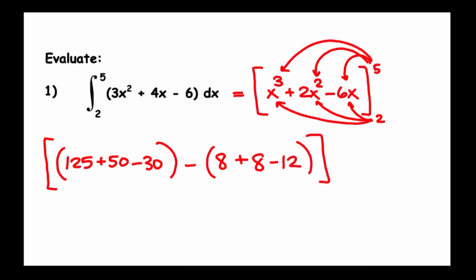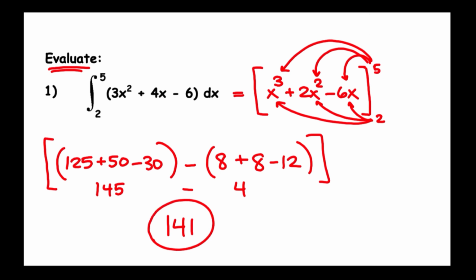And then we just have to figure out what this is. It's going to come out to a number. That's what the directions evaluate mean. It means you're going to get a cool number answer, numeric. That's going to be 145 over here. Minus 4. And that's 141. Easy enough. Let's get a little bit more difficult.